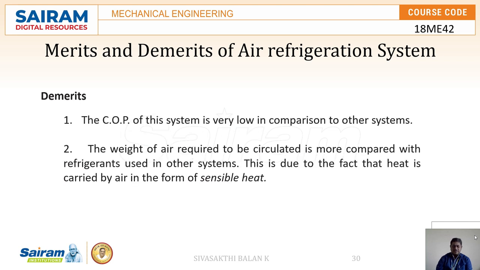And the important demerits of using air as the working medium, or air refrigeration system, are that the COP of the system is very low in comparison with other systems. And the second demerit is that the weight of the air required to be circulated is more compared to the other refrigerants used in other systems. This is due to the fact that heat is carried by the air in the form of sensible heat. That is the main drawback of the air refrigeration system.